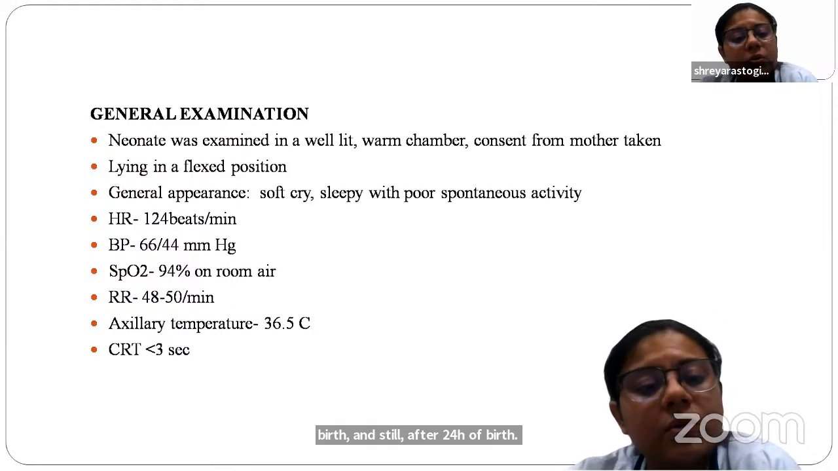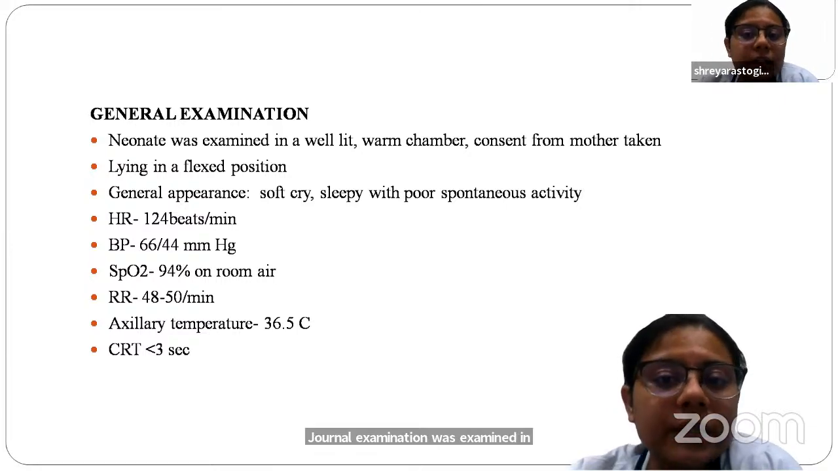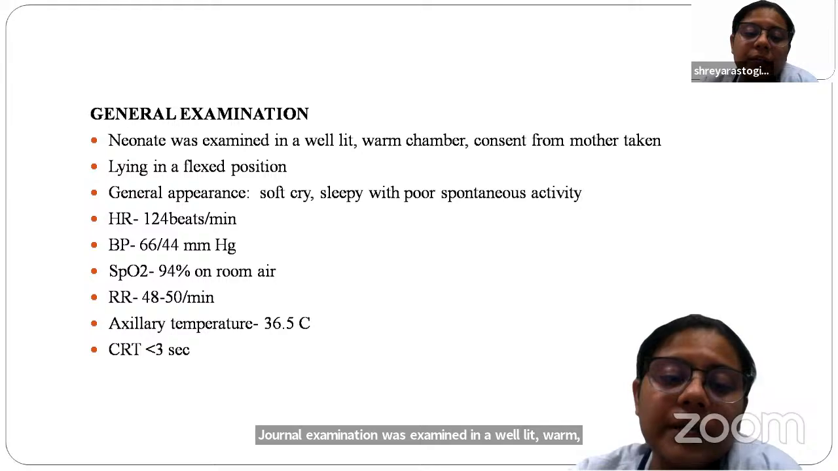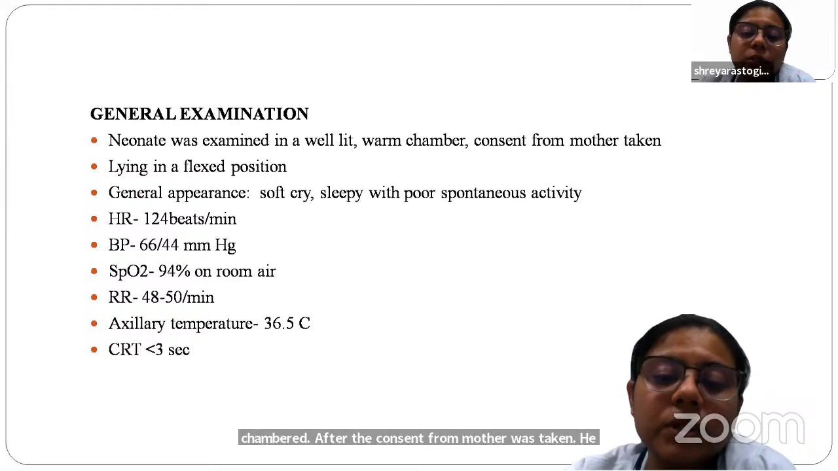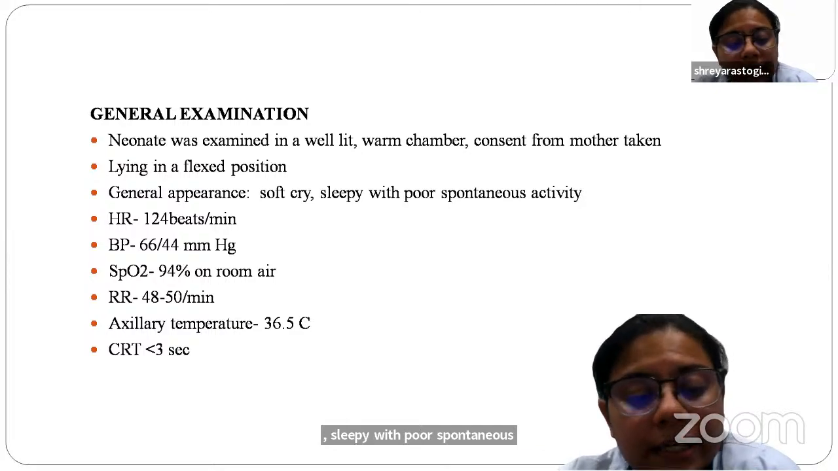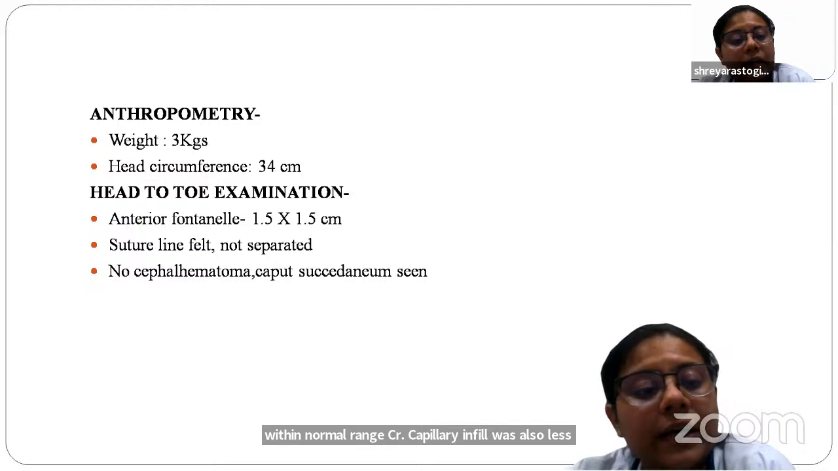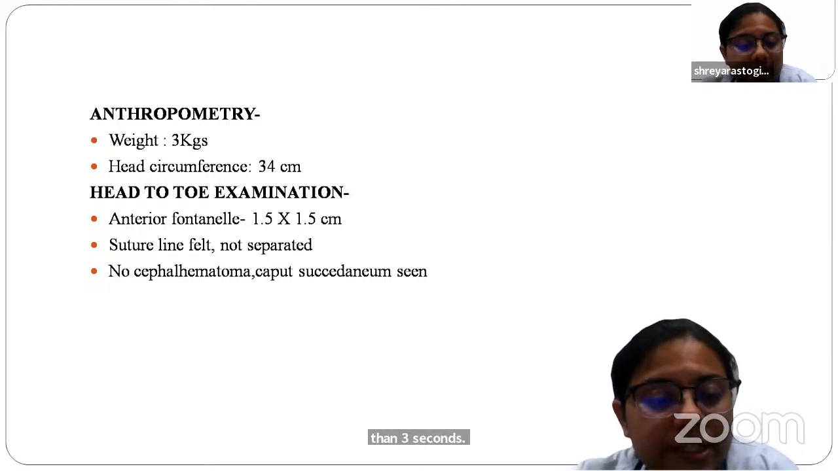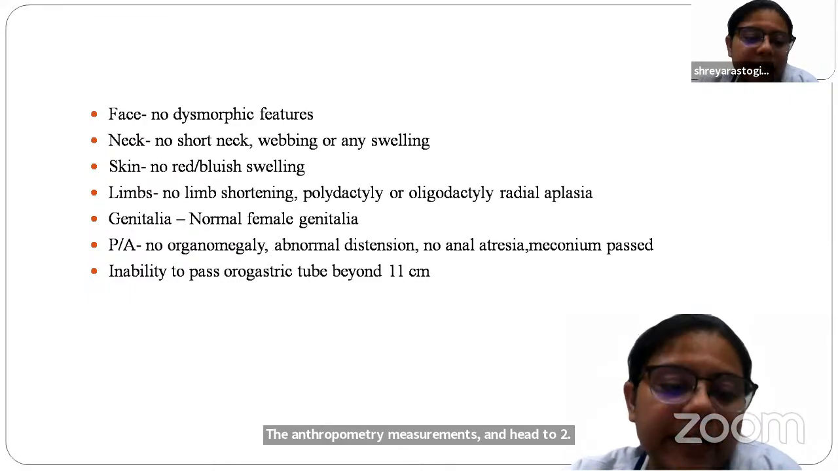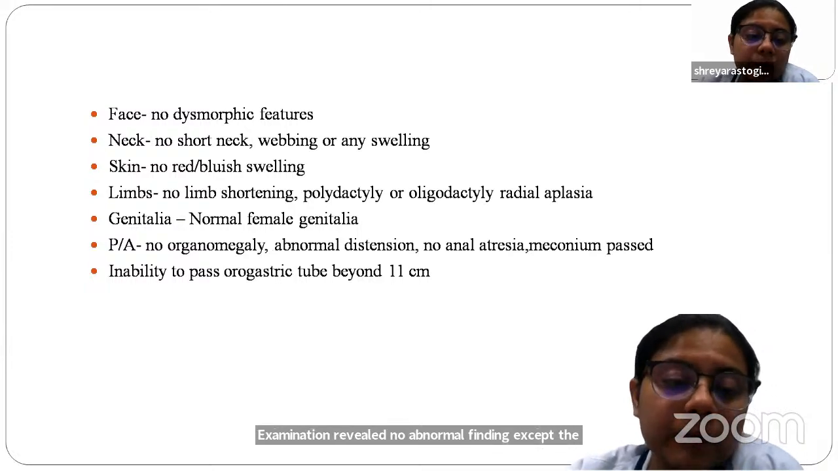General examination: the neonate was examined in a well-lit warm chamber after consent from the mother was taken. He was lying in a flexed position. He had a soft cry, sleepy with poor spontaneous activity. Vital parameters were within normal range. Capillary refill time was also less than 3 seconds. The anthropometry measurements and head-to-toe examination revealed no abnormal finding except the inability to pass the orogastric tube beyond 11 centimeters.